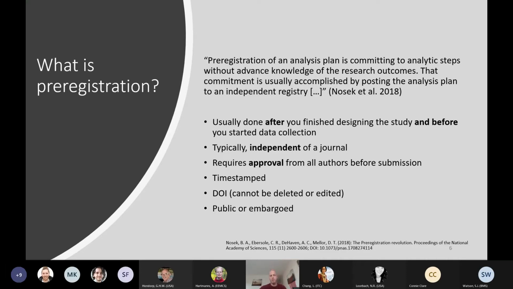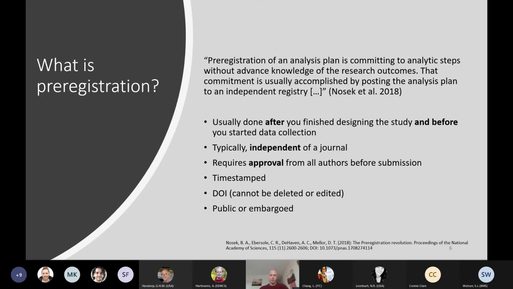Pre-registration is usually done after you finish designing the study and before you start the data collection. It does not require any special permission or connection to a journal, and all current authors who are involved in the project should approve the pre-registration before submitting it. So you cannot just do it by yourself. You have to ask your co-authors, and if they approve, then you can go ahead.